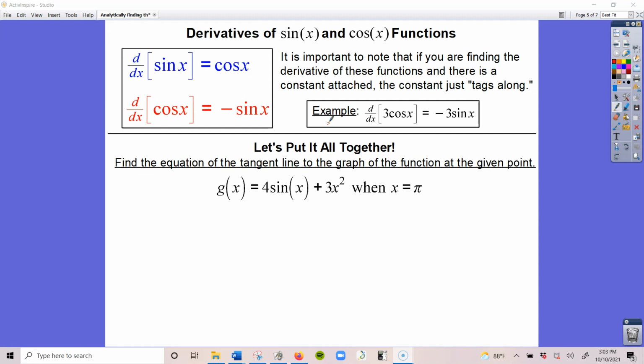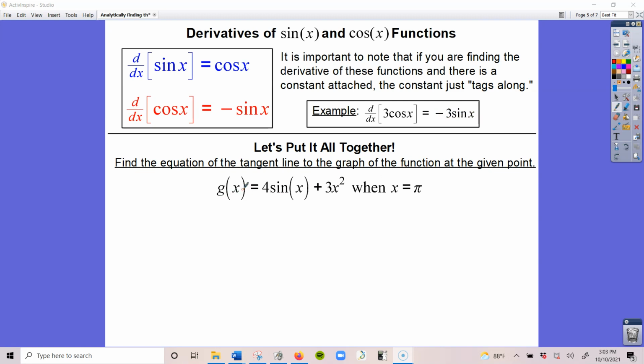Now I put here on the side, it's important to note that if you are finding the derivative of these functions and there is a constant attached, the constant just tags along. So for example, here I have the derivative of 3 cosine x. The derivative of cosine is negative sine x, and that 3 is just going to stick to our answer. So it would be negative 3 sine x.